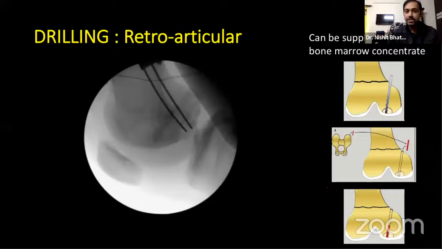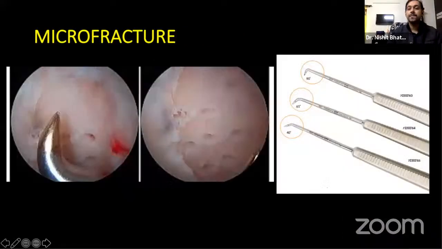The advantage of this particular technique is that the cartilage has not been pierced and the joint has not been pierced. But as you can see, it is technically more demanding because you're doing an arthroscopy as well as you're doing an open surgery and using a C-arm. And it's not always easy to reach these lesions via open surgery.